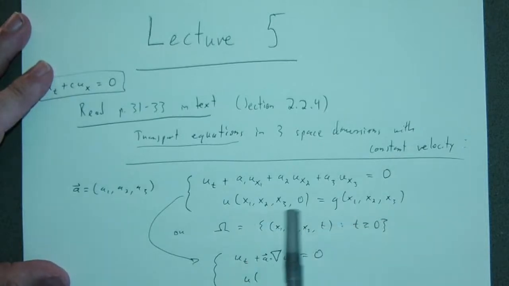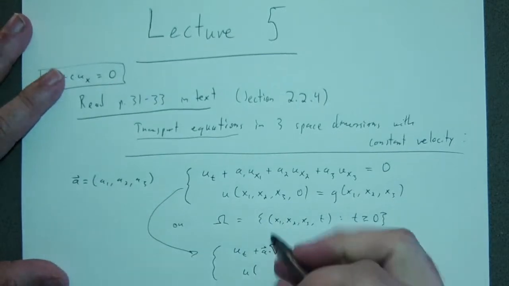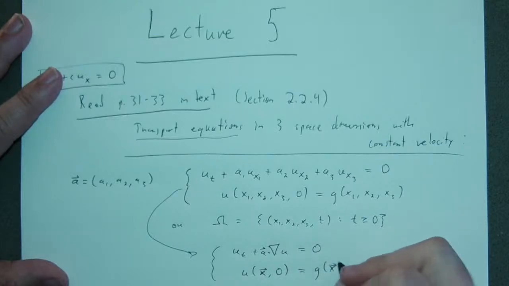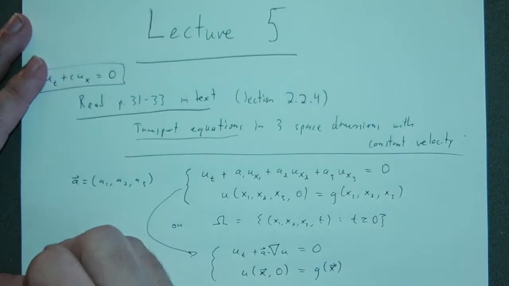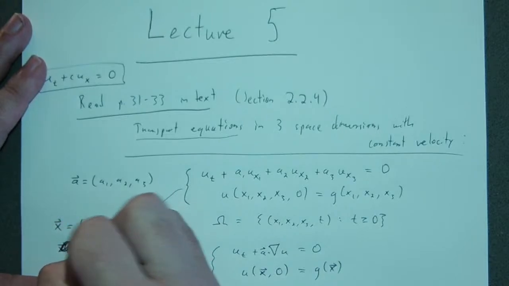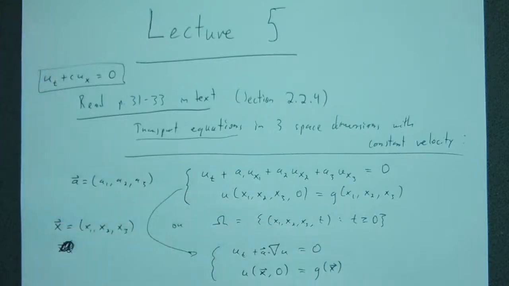Then I have the same auxiliary condition, but I'm going to combine these three as a vector: u of x, 0 is equal to g of x, where x is the vector that contains the three spatial independent variables. So this is a shorthand way of writing this, and we're going to do this kind of thing over and over again in this course. Typically, this is going to be an easier thing to deal with conceptually.